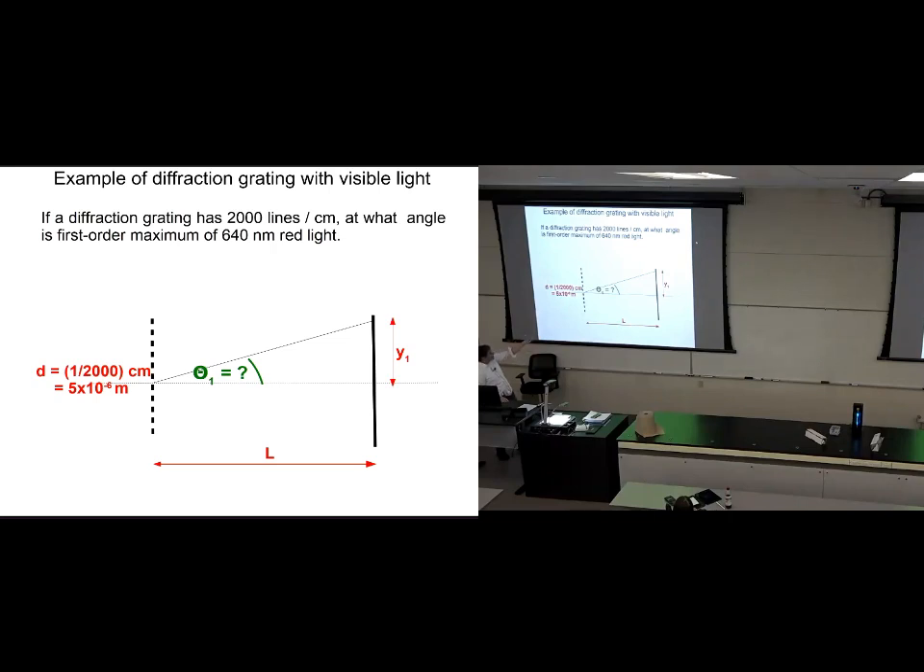And then this is a screen on which we're looking at those bright spots and dark regions, and we're asking the question, what is the angle, what is the position of that first bright spot away from the center? That's the m equals 1 bright spot. Okay, so let's see if we can calculate this. Maybe I'll do this on the document camera.